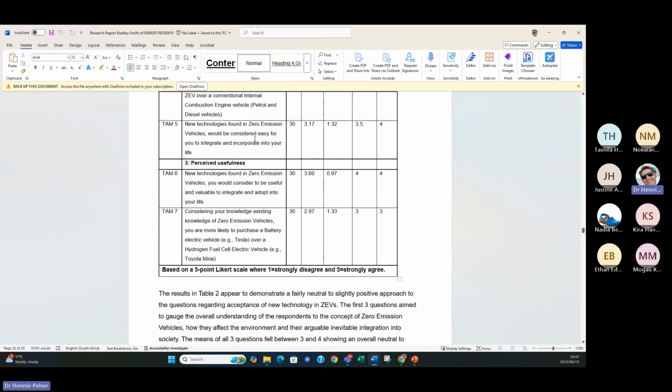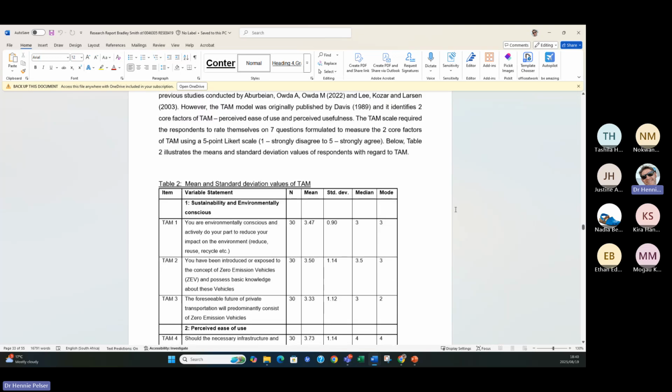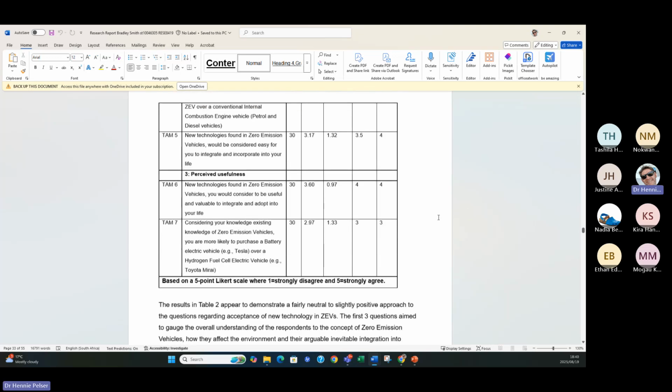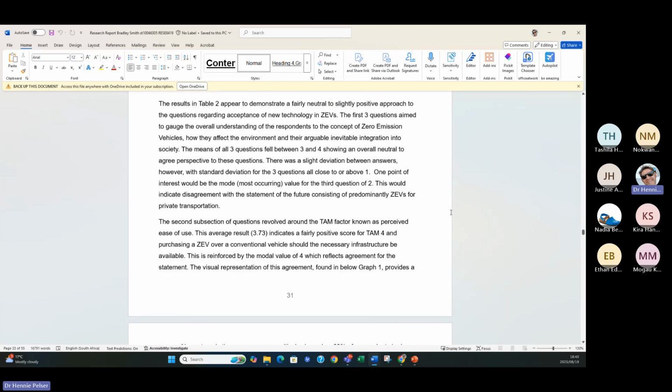And then he looked at the perceived usefulness, and he again looked at that. So that would have been his independent variable. When he went then, and you'll see he unpacked what each of those meant to show whether those respondents had agreed.